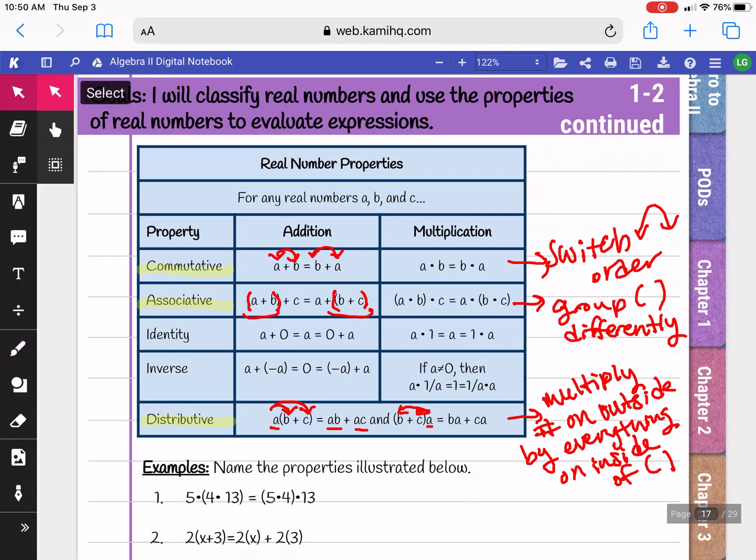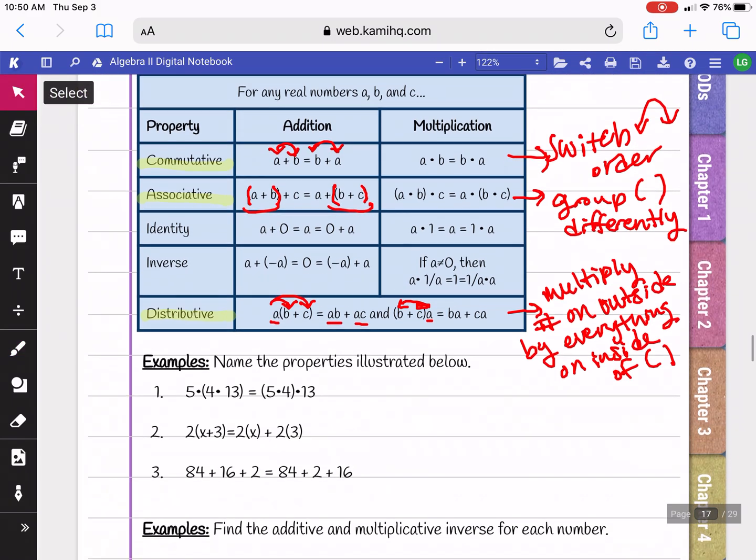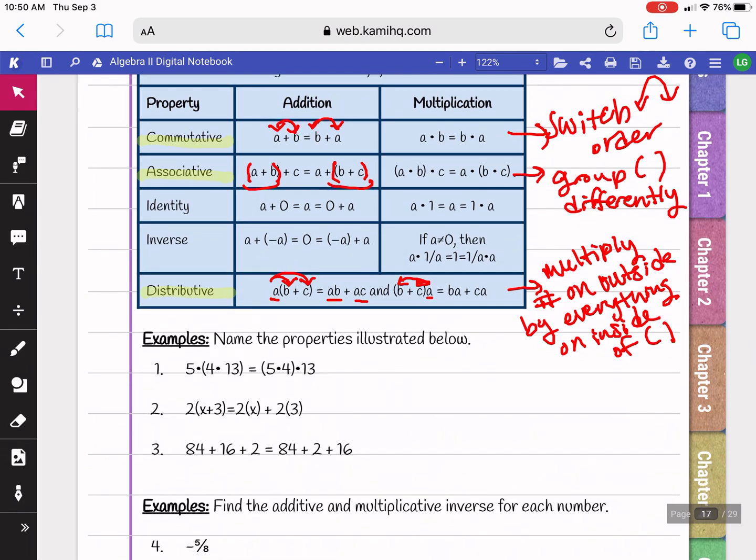Let's go ahead and look at some problems using these three properties. So here we're going to name the properties that are shown. Here we have 5 times 4 times 13. On the right side, we also have 5 times 4 times 13. So they didn't switch the order. If you look, they're just switching what's grouped inside the parentheses. On the left, they're grouping 4 and 13. On the right, 5 and 4. Since they're changing the grouping, that's the associative property.